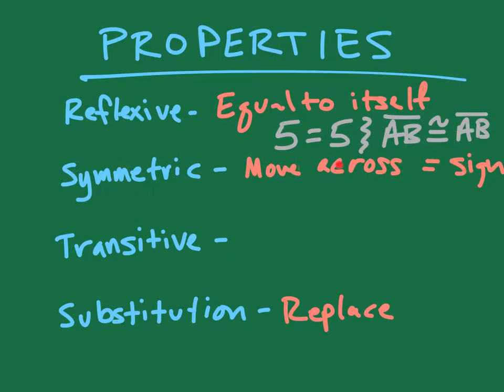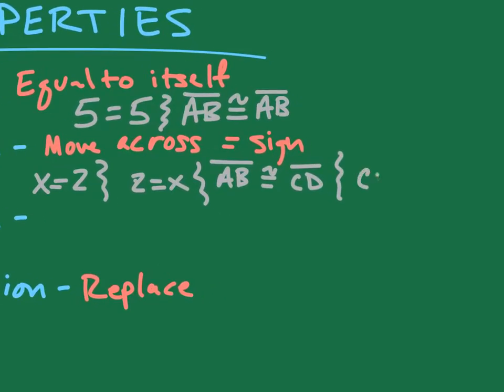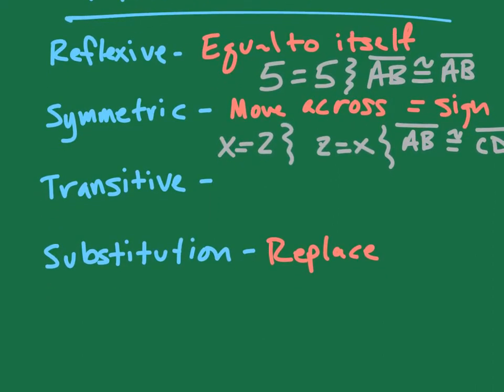Symmetric means we move across the equal sign. What I like to say here is, if x is equal to 2, then I know that 2 is equal to x. So it doesn't matter what side those are on as long as they're equal to each other. I could also say, for example, segment AB is congruent to segment CD. But then I could flip that around and say that CD is congruent to segment AB. The transitive property is a little bit interesting, but we'll talk about that in a second.